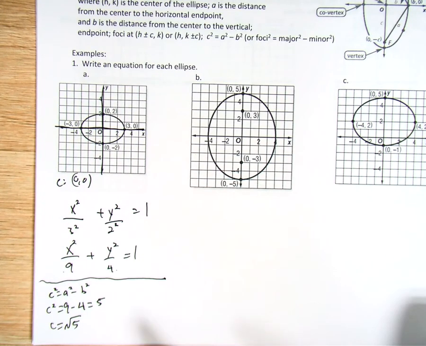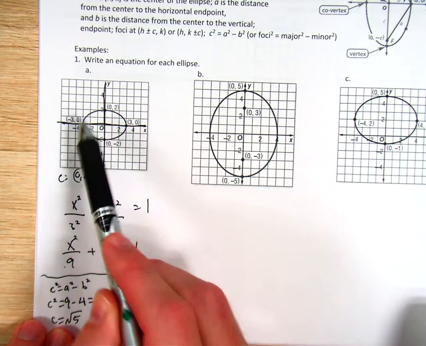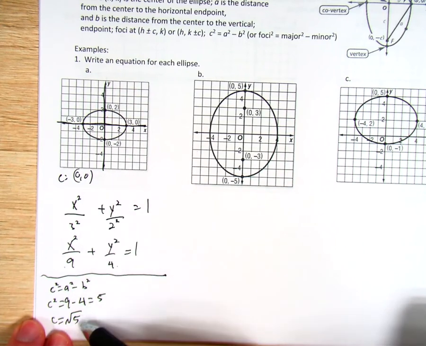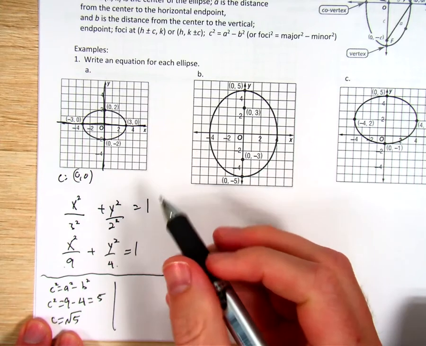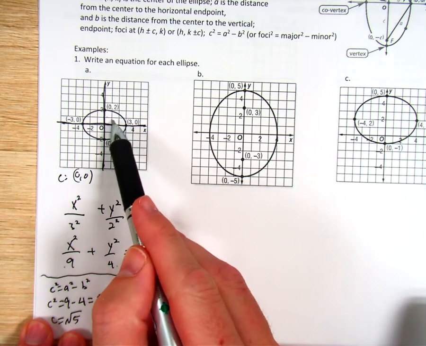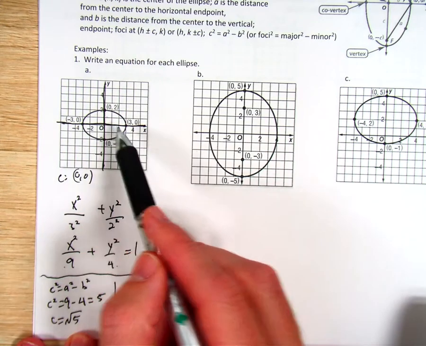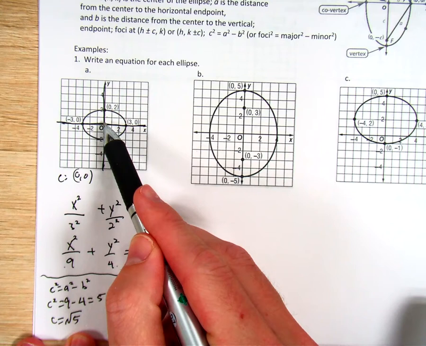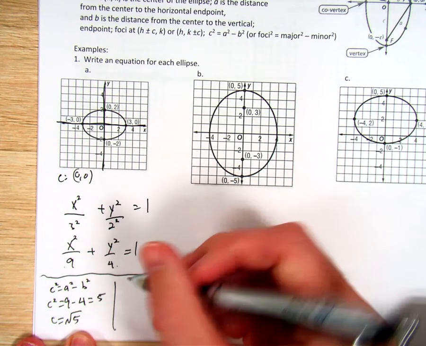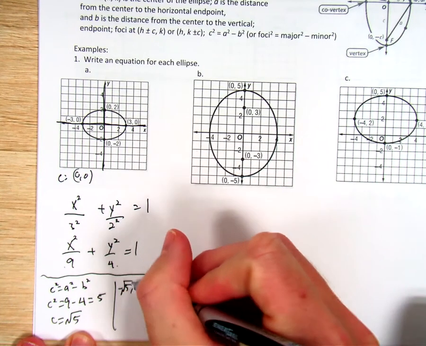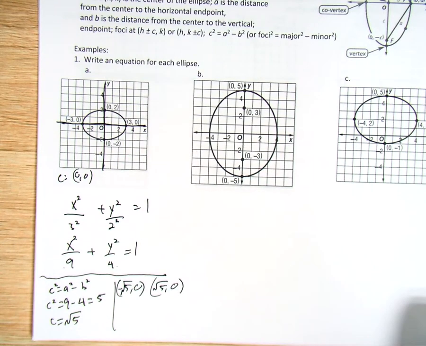So this is the distance from my center to the foci, square root of 5. I'm centered at 0, 0, so this is really helpful. The foci are on the long axis, the major axis. So the square root of 5 out from the center. So you can put me at radical 5, comma 0, or negative radical 5, comma 0. Piece of cake when they're centered at the origin at 0, 0.